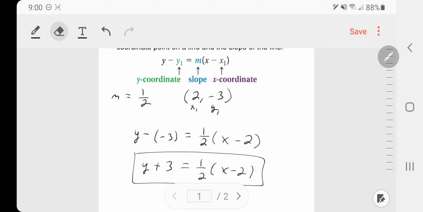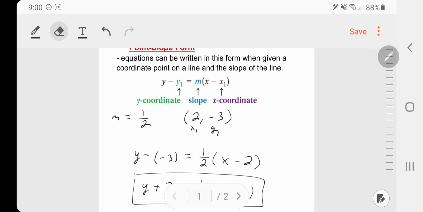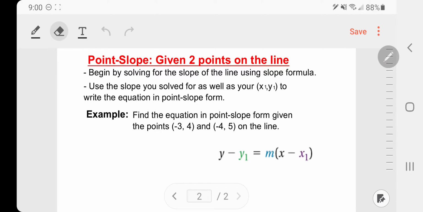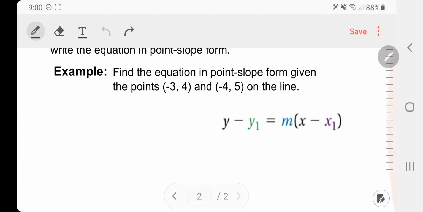All right, let's take a look at another example. Okay, so here we're given 2 points on the line, and we are looking to write this in point-slope form. Okay, so first off, let's decide the two things that we need. We need to find our slope, and we also need 1 point on the line. So let's start by finding the slope here. When we're given 2 points, we know that we can find the slope using our slope formula, so let's go ahead and start by doing that.